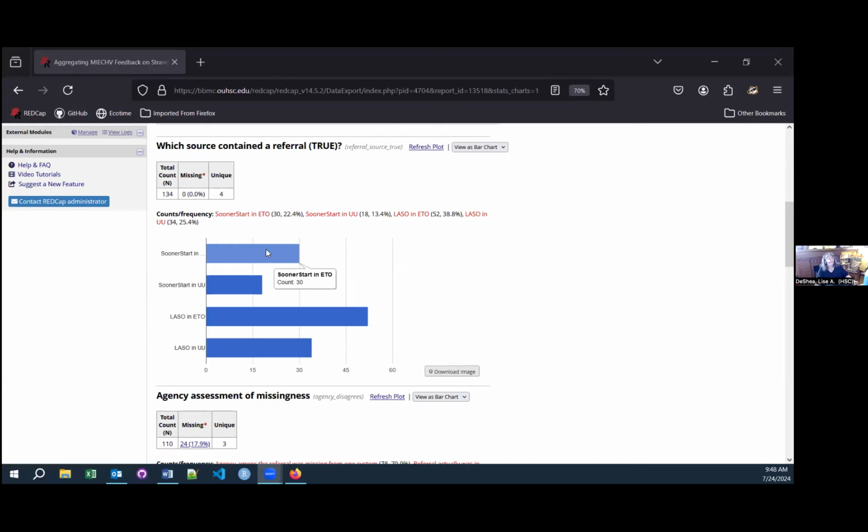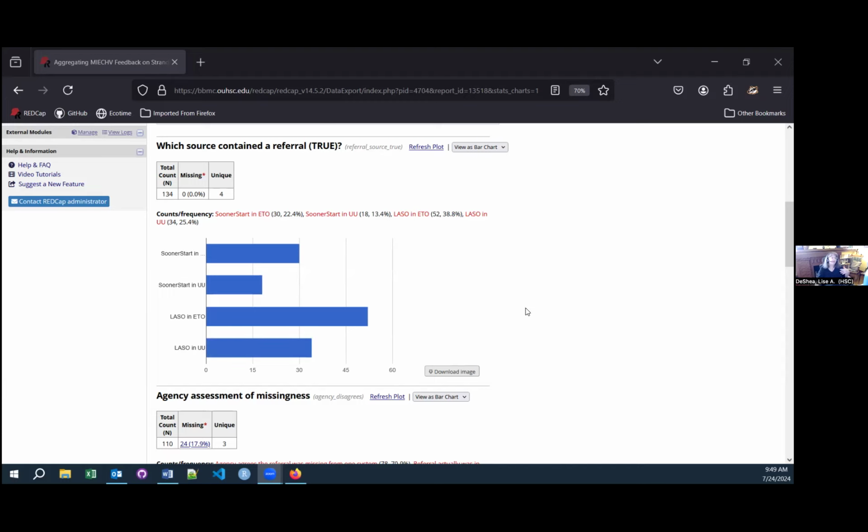this is showing there were 30 referrals to Sooner Start that only appeared in ETO. There were 18 that appeared in Unitas to Sooner Start. Then there were 52 referrals that we thought were legal related, but we expected a lot of these not to be referrals actually to LASSO. And then there were 34 referrals to LASSO in Unitas that we couldn't find a referral in ETO.